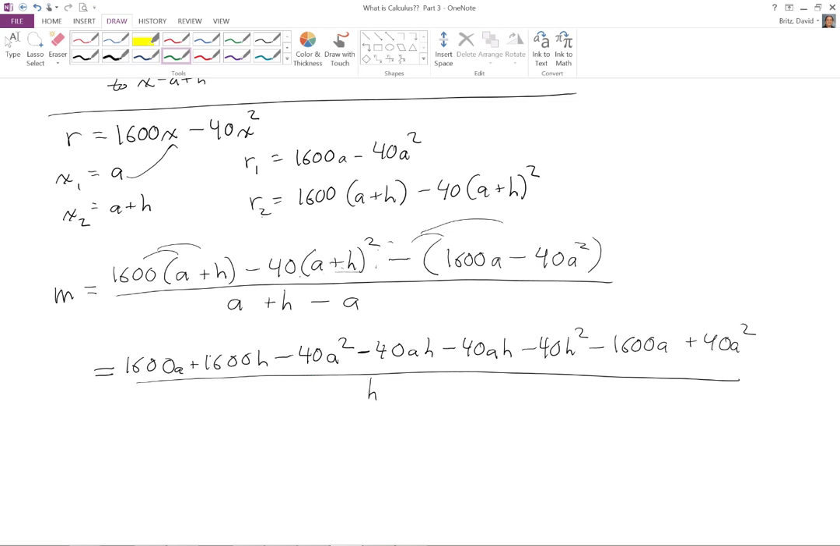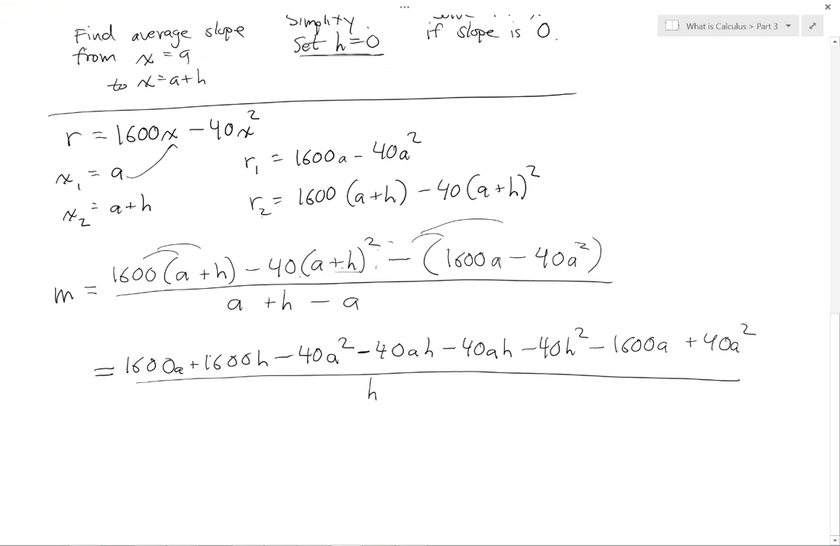So we're going the long way around, but please don't assume that all calculus is going to involve algebra this intense. Some of it could be more intense than this, but you're generally going to be using simpler methods to find the slope. Okay, but the good news is we have a lot of things that cancel out.